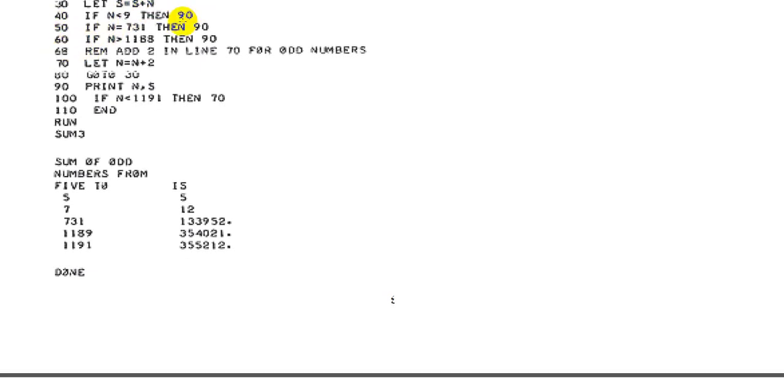Then 90, that is the same region as you can see right in front of you. So 40, if n equals 731, then 90 in the same manner. 60, if n equals 1188, then 90. We're just going to go straight to 90, because the 90 step procedure leads to the execution, the carrying out of the entire activity that we have already visualized and clarified here in the context that we're dealing with.